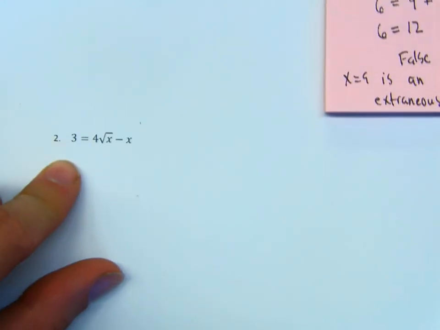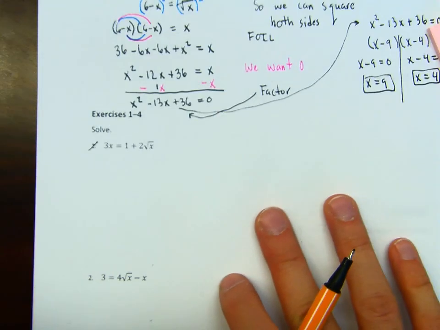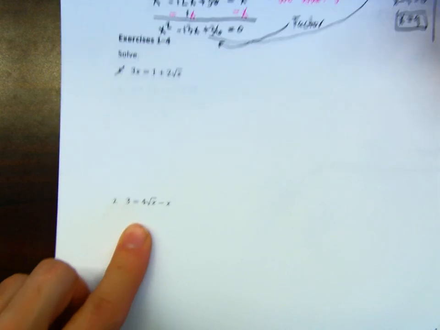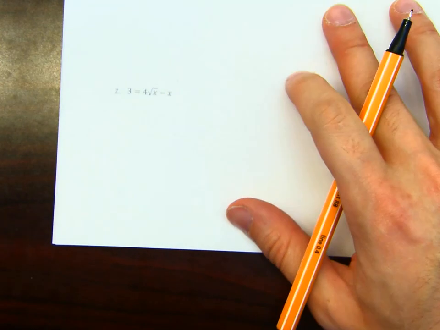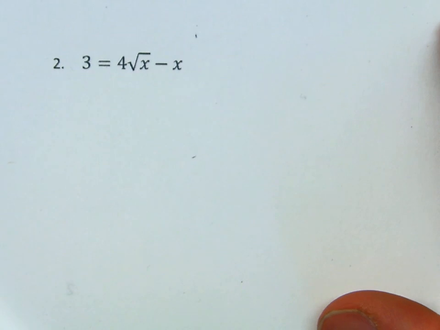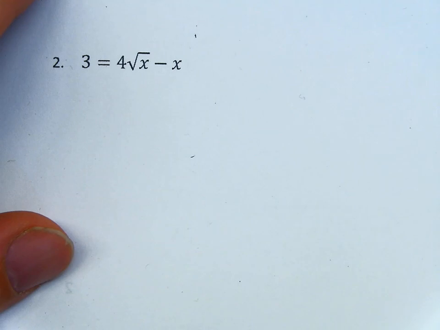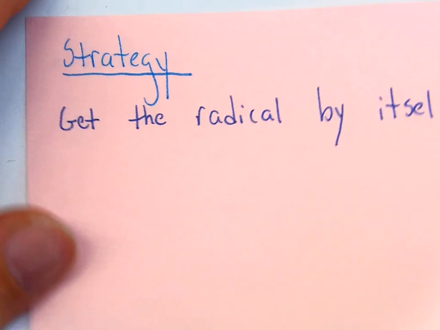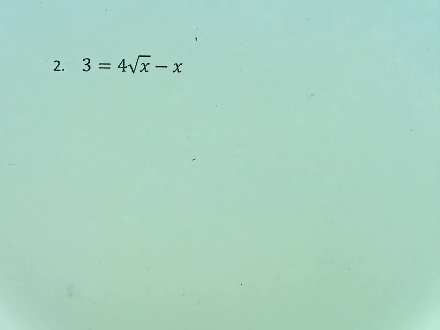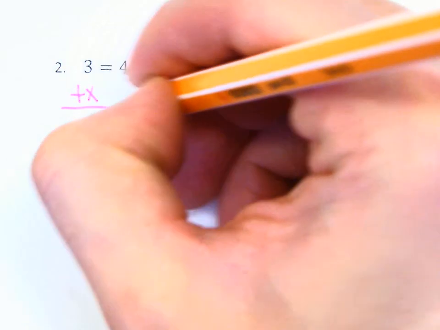So what I'd like you to do is, using what we've learned before in the previous question over here, try and do question number 2 on your own, okay? And we'll see what happens, right? Okay. So there's something a little tricky we need to figure out with this. So what's the first move? What do we want to do? We want to get the radical by itself, right? So here, how do you get the radical by itself? We do plus x, okay?